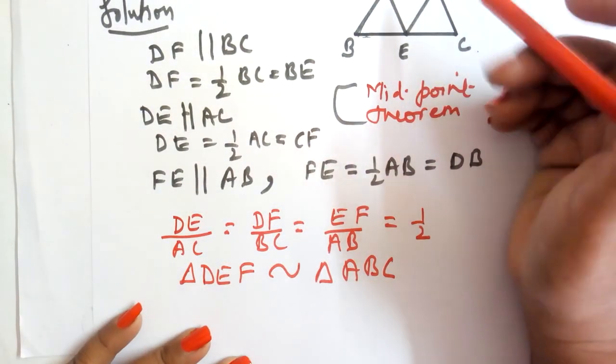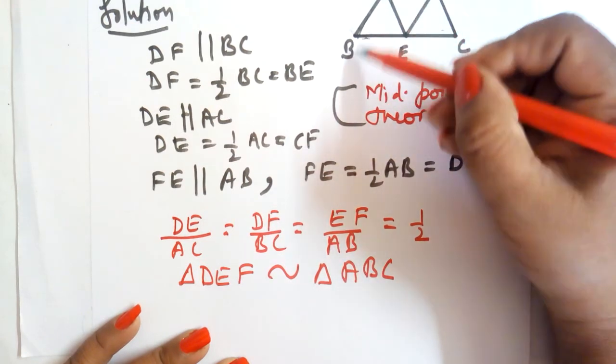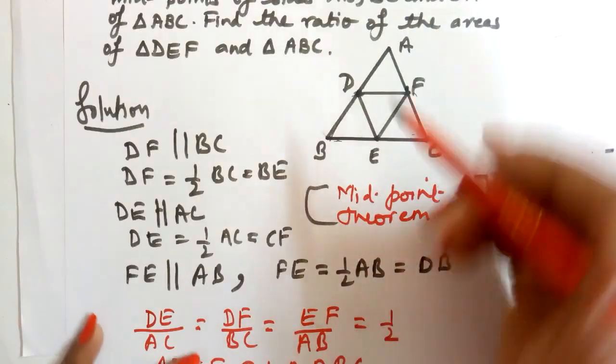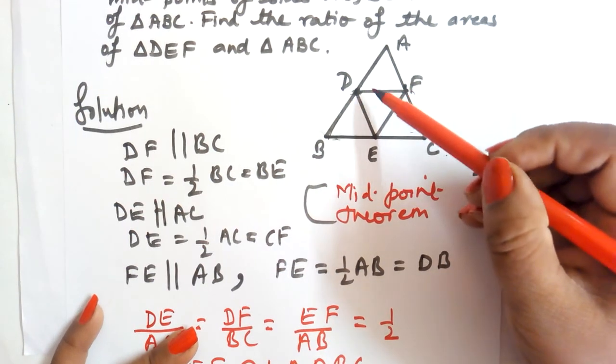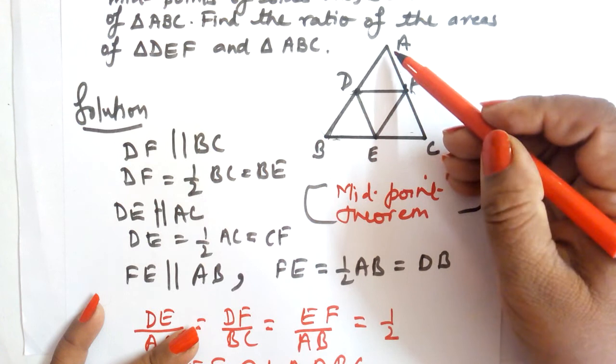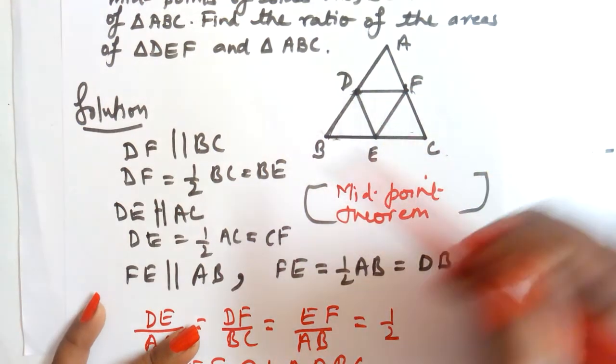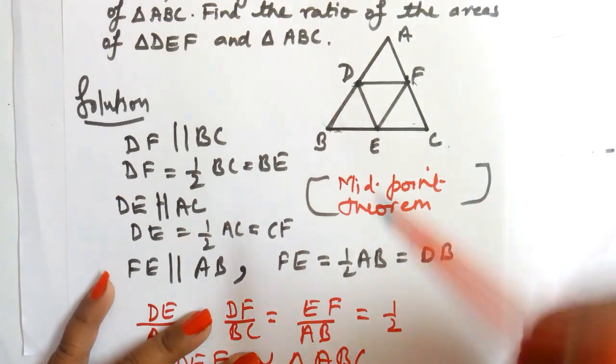If we see, since DF is parallel to BC, EF is parallel to AB, and ED is parallel to CA. Now you can see the figure. Okay, we have already proved this by the midpoint theorem.